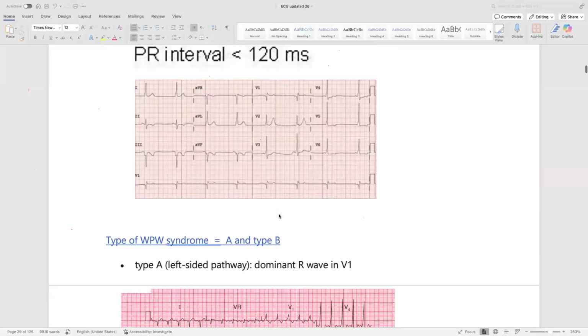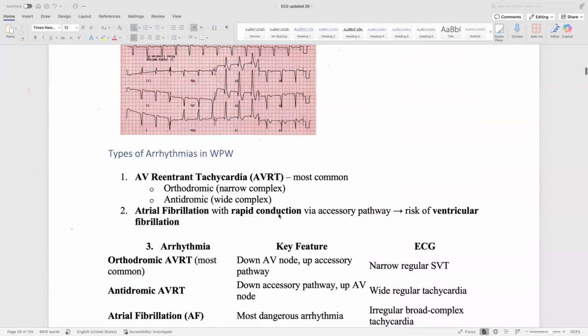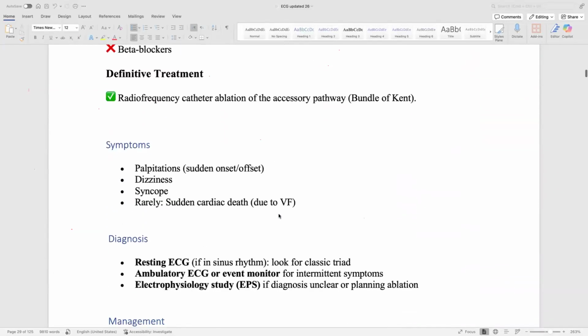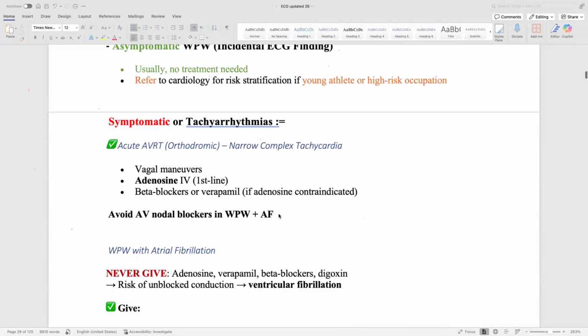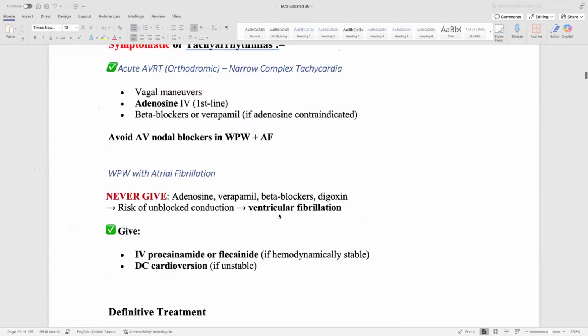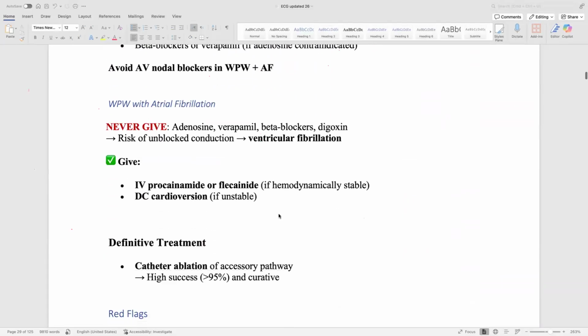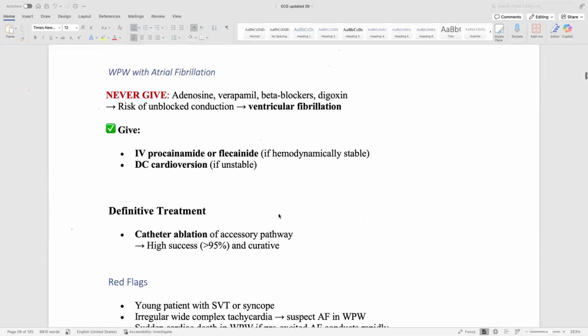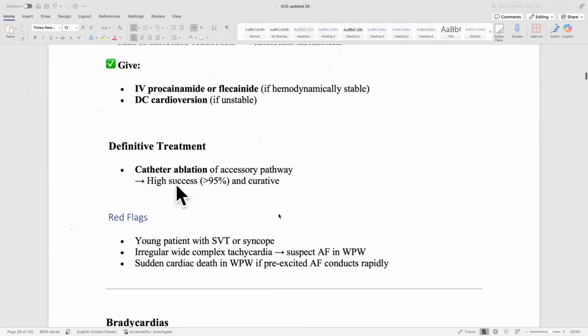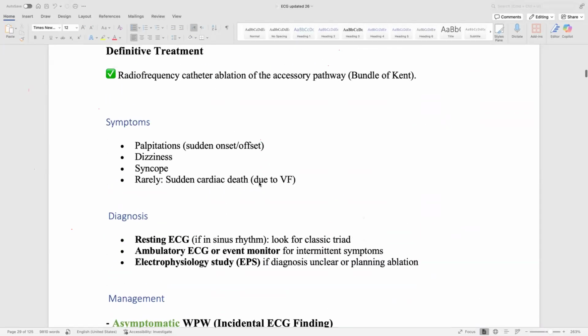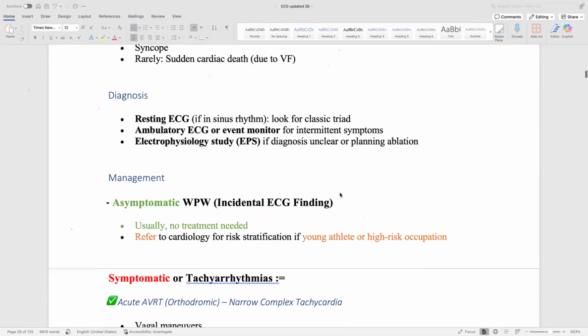Because the localization is important, because the definitive treatment is, what is the definitive treatment? Ablation. Definitive management is catheter ablation of the accessory pathway. It is definitive, with a 95% cure rate, and no need to give medications. And if this patient developed atrial fibrillation, you cannot give the medication. So in young patients, catheter ablation is better.